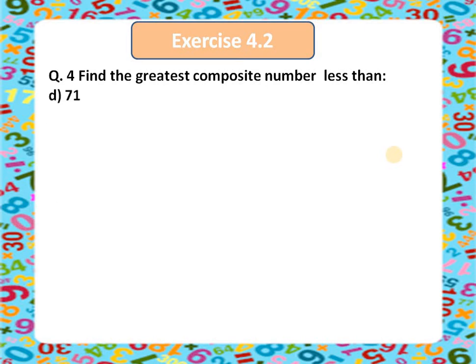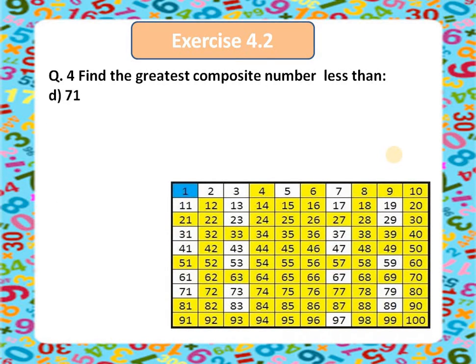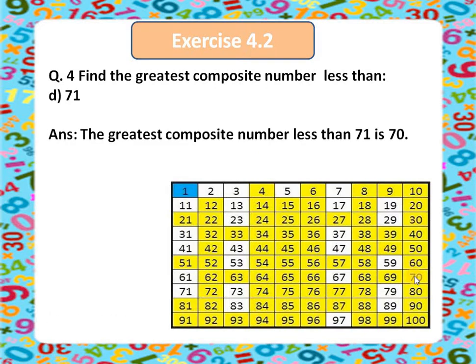Question number 4, D part, 71. So look here, there is 71. If you go just before that, you will find the composite number, that is 70. The greatest composite number less than 71 is 70.